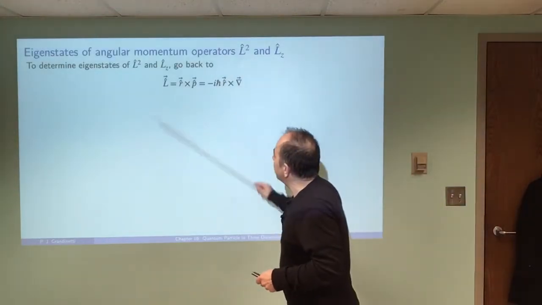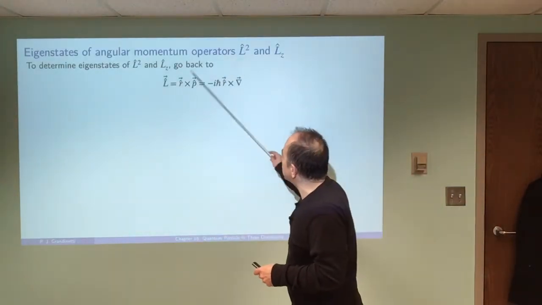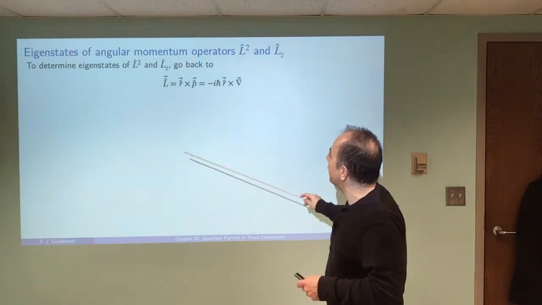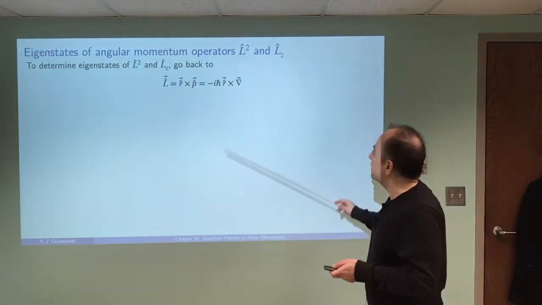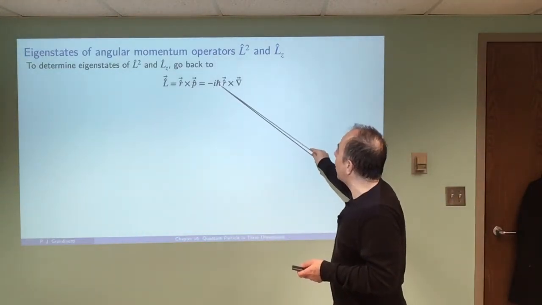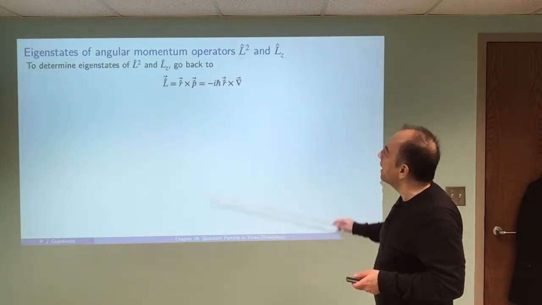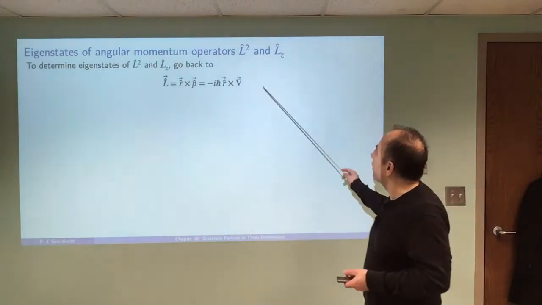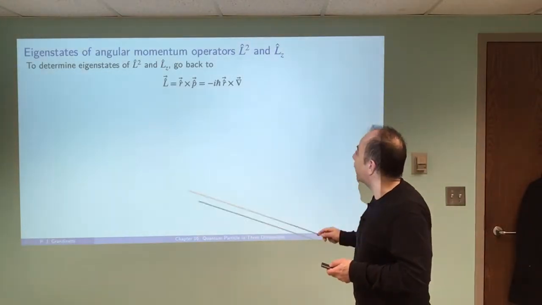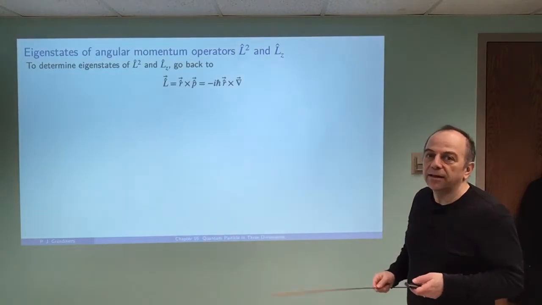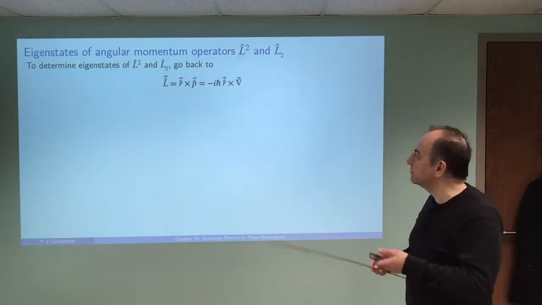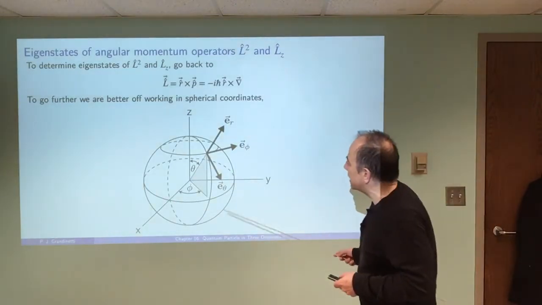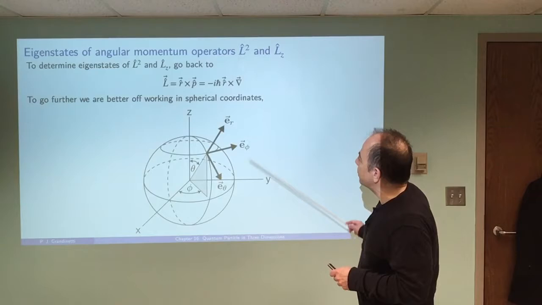So we'll go back to the expression that we had at the beginning of the last video, which was that the angular momentum was r cross p, which in the position basis we write as minus i h bar r cross the gradient operator. Now, if we're going to work out the eigenfunctions of the L squared and Lz operators, we need to go into a coordinate system that's more friendly for what we want to do. So we're going to switch from a Cartesian coordinate system to a spherical coordinate system.